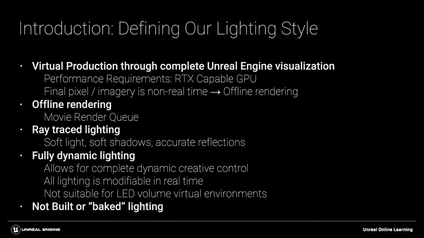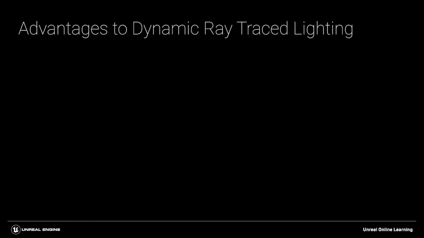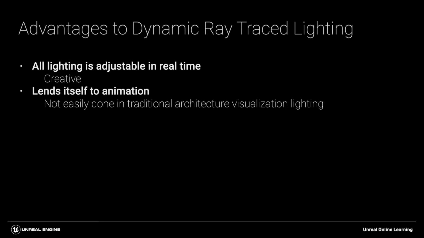And that's an important distinction because in order to get cinematic photorealism out of Unreal Engine, traditionally architecture visualization does use baked lighting. But in this process, we're going to keep everything dynamic. Now, why would we want to do that? Well, aside from having everything adjustable in real time, which, by the way, is a huge advantage to the filmmaking process, it also lends itself to animation or moving objects in your scene that normally struggle with baked lighting.